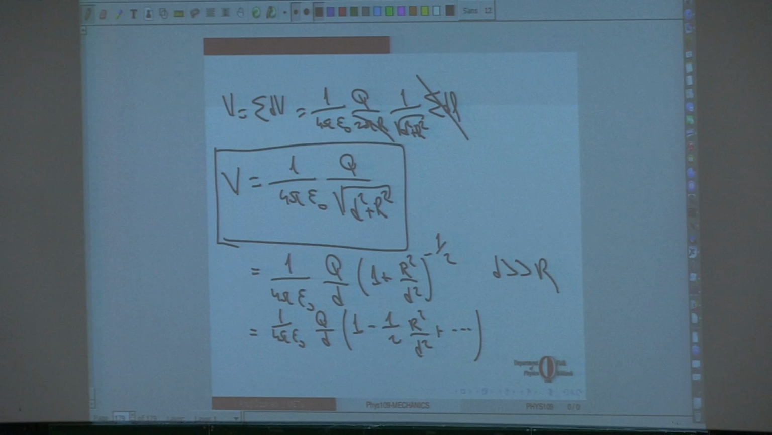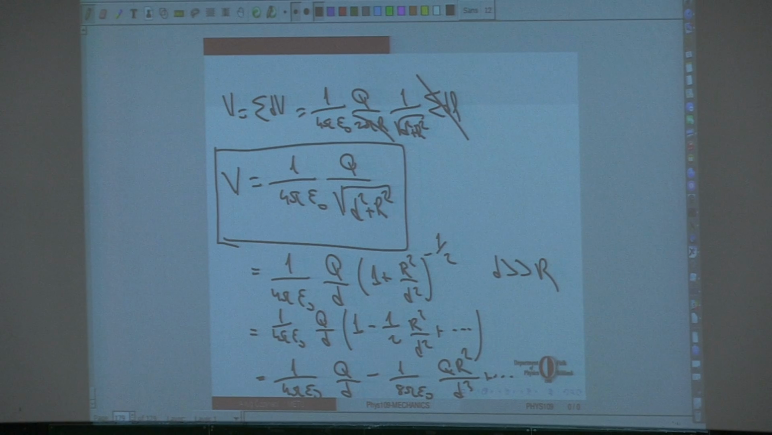If I'm very, very far away, then the ring just looks like a point. From close up, it's a ring, it's not a point. So this is equal to 1 over 4 pi epsilon 0 q over d minus 1 over 8 pi epsilon 0 q r squared over d cubed plus higher order terms. So we already have this expansion.